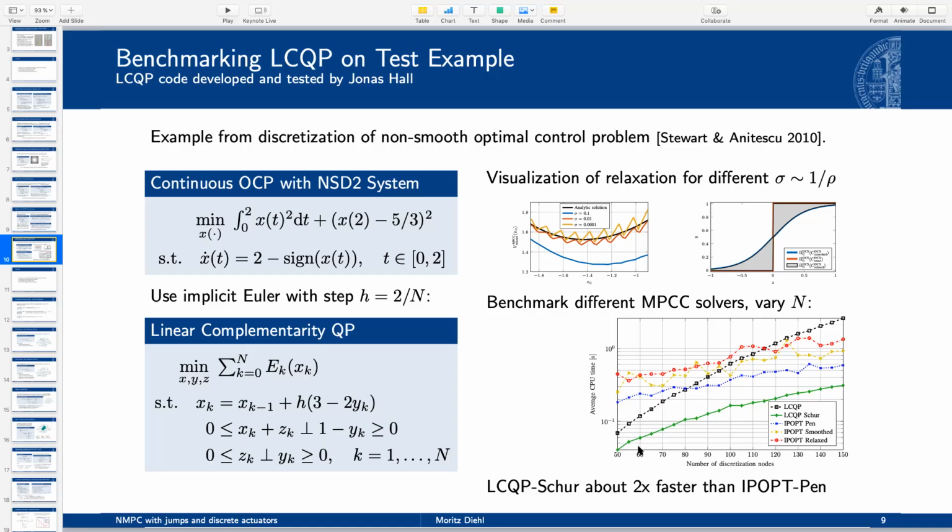For different discretization nodes, it was just tested on this example here. Okay, so this example tells you a lot. I think you can gain a lot of intuition about complementarity problems in optimal control with that. And so this is how these things can be solved. And so we shouldn't be too afraid of MPCCs in general.